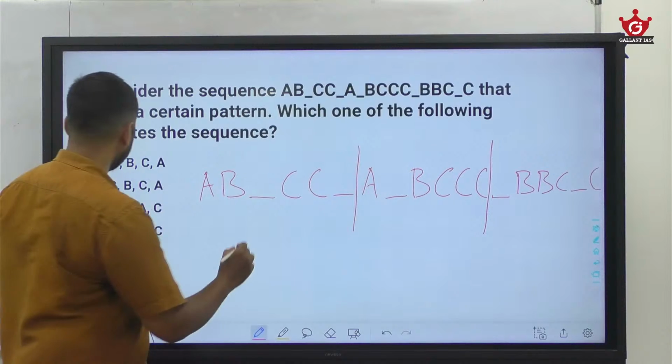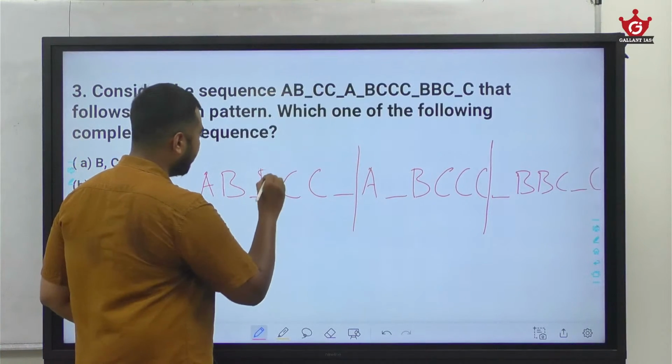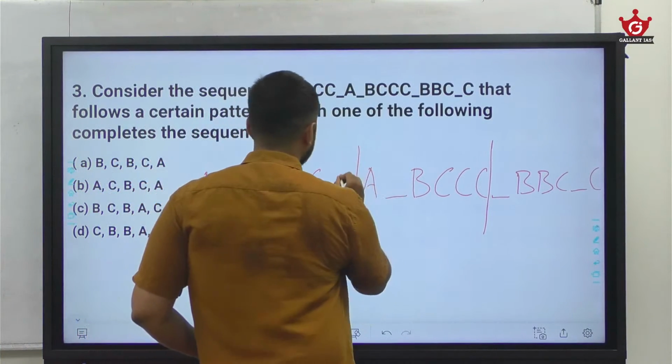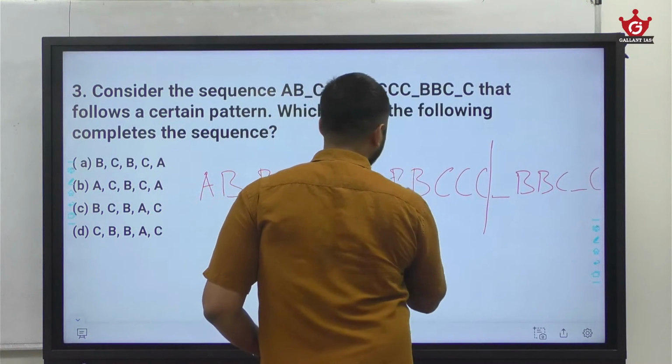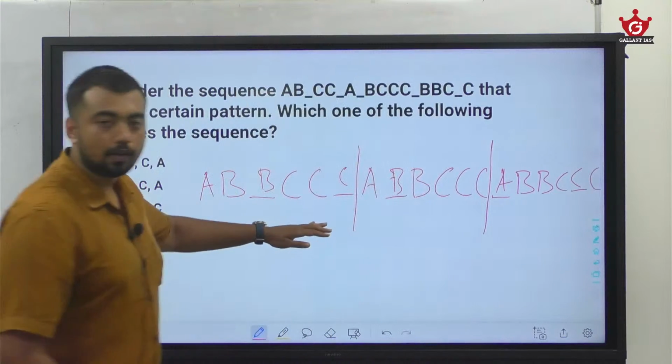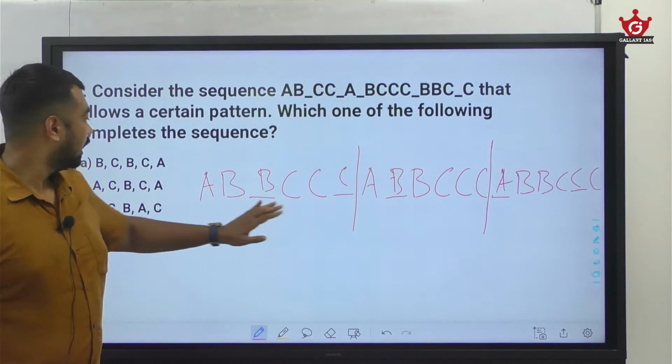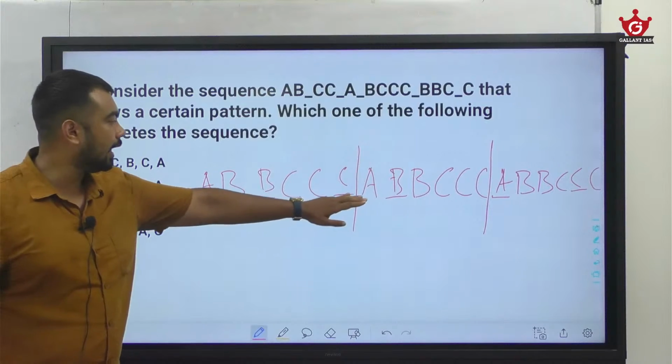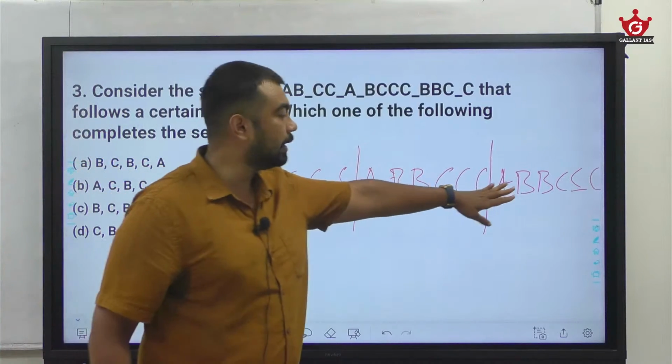Let's apply the third option. It will be B, C, B, A and C again. Are you able to see a pattern here now? A, B, B, C, C, C, A, B, B, C, C, C, A, B, B, C, C, C.